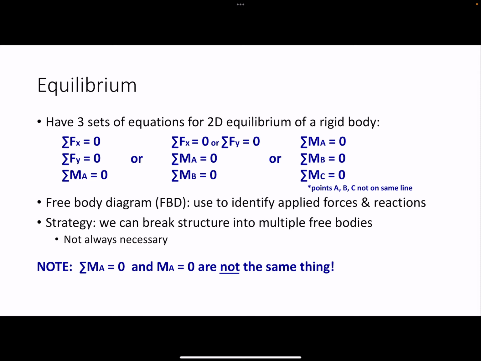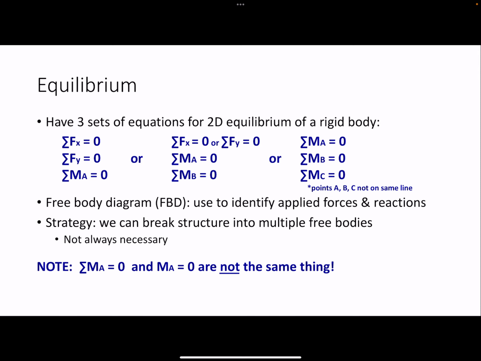When you do break the structure, you have to think about what internal forces you're exposing, and you have to include those as unknowns in your free body diagram. So having that internal hinge gives us an advantage when we have to do this, and we'll see that later. Again, though, that's not always necessary to break it apart.